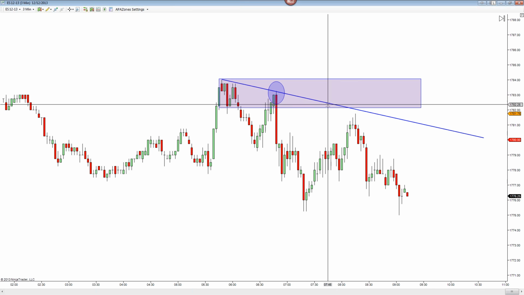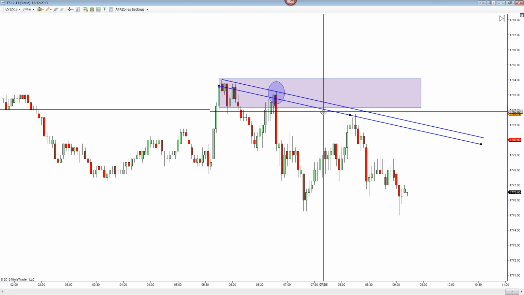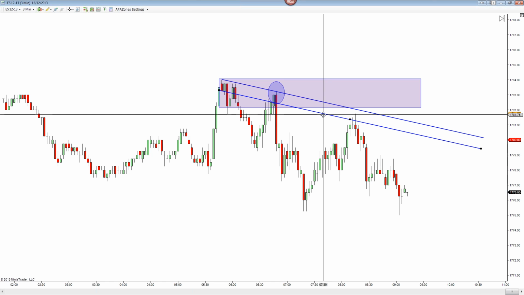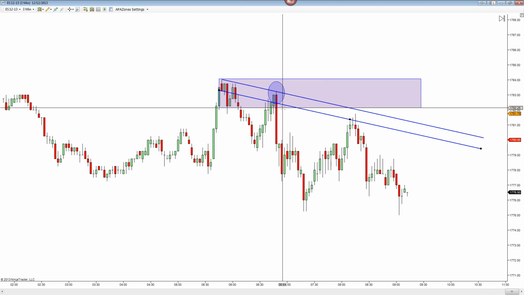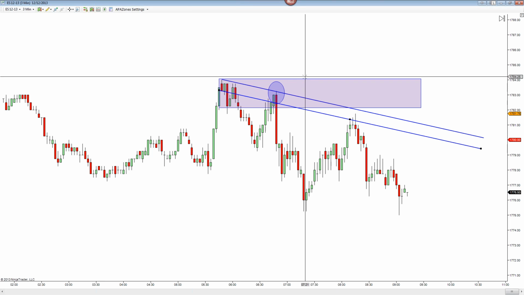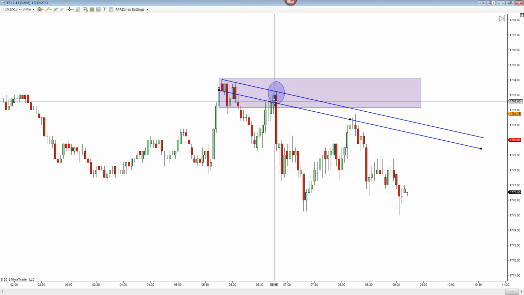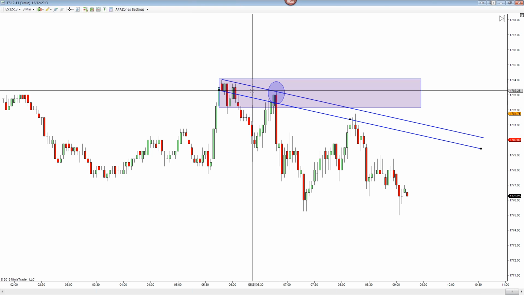Now technically speaking, behind the scenes, what I like to do is give this a little bit of leeway, just like with our zones. I mean, we're not giving support or resistance or supply and demand, depending on what time frame you're on, really a chance. We're giving price a little bit of leeway to respond to this level.